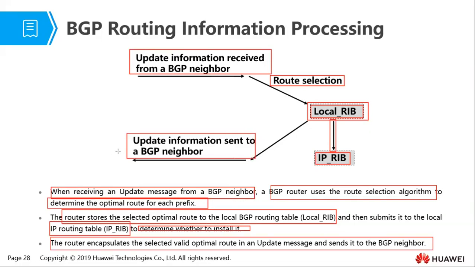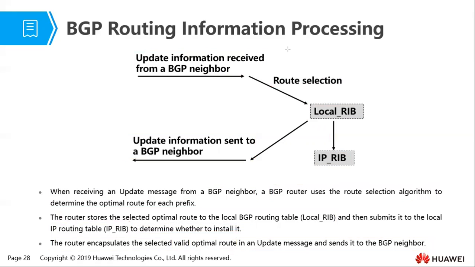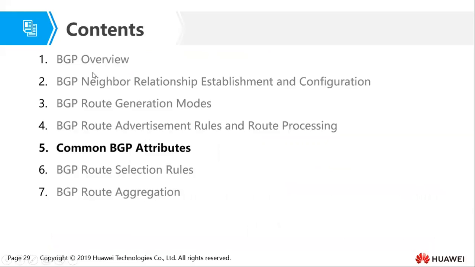Only the optimal route, this one is important. Valid, it has to be valid, meaning it's reachable. Then it has to be the best route, the optimal route. So that is how the information is processed in BGP.